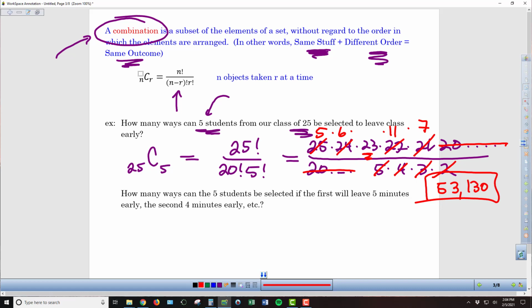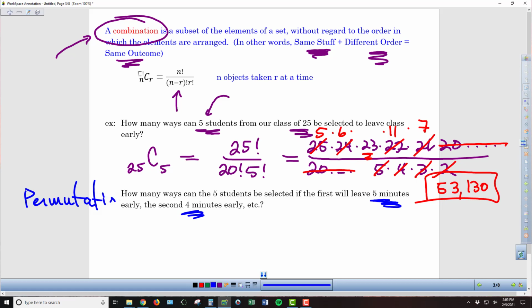Now take a look at the second scenario. In the second scenario, now we're saying the first person is going to leave 5 minutes early, the second is going to leave 4 minutes early, and so on. So we still have 25 students. We're selecting 5 students, but now whether you're picked first or last has an impact. It's no longer same stuff, different order is the same outcome. Now the order does matter. And so in this case, it is no longer a combination, but instead this is a permutation.